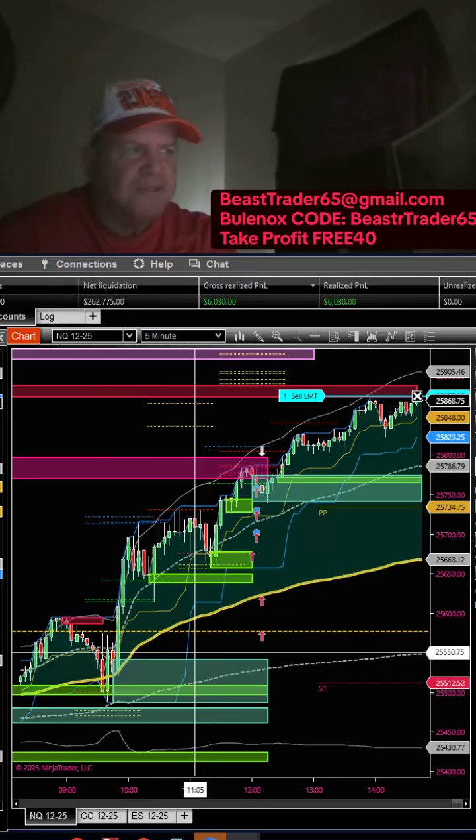What are the green boxes? The green boxes are 15-minute and 5-minute demand zones. That's where institutions came in, made a purchase, and that's the zone.